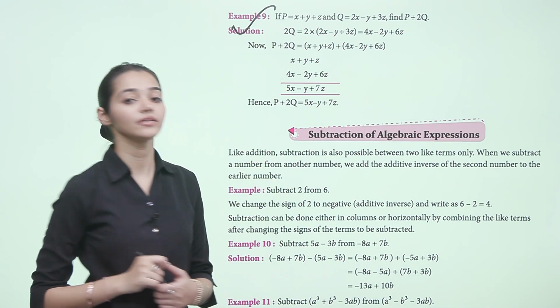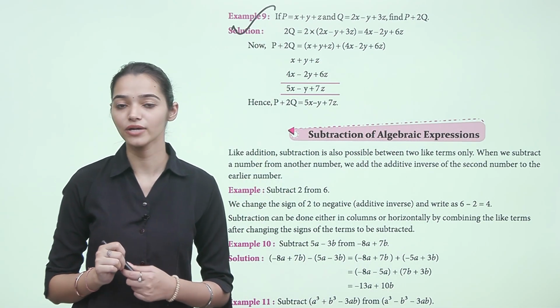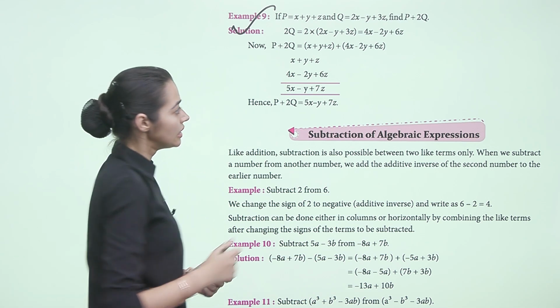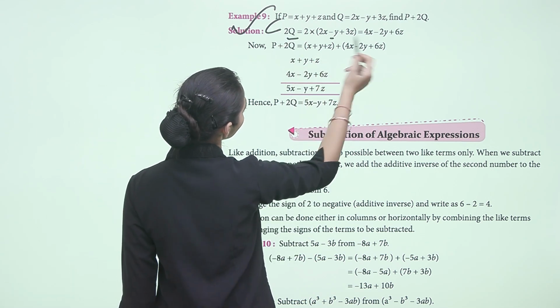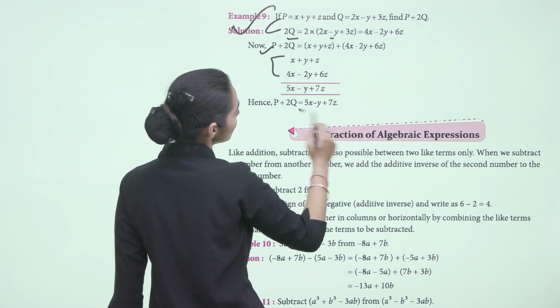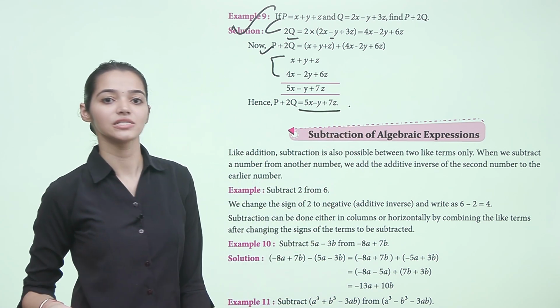In example number 9, here we have given the value of p and q and we have to find p plus 2q. Here is our 2q. We multiply q by twice and p plus 2q is 5x minus y plus 7z.